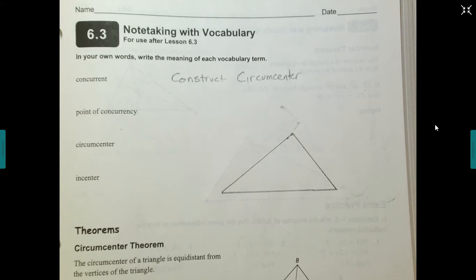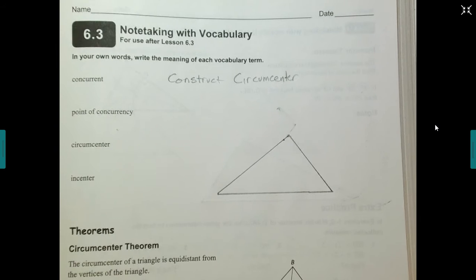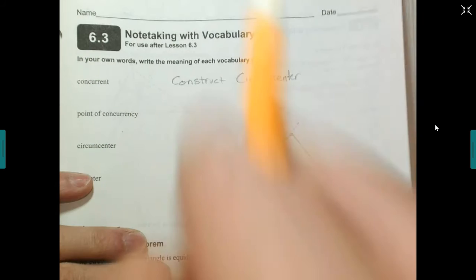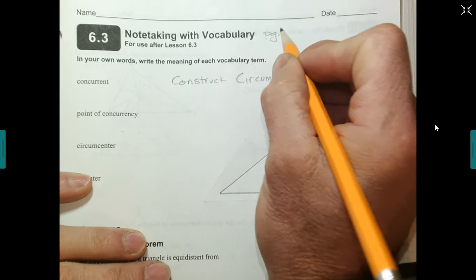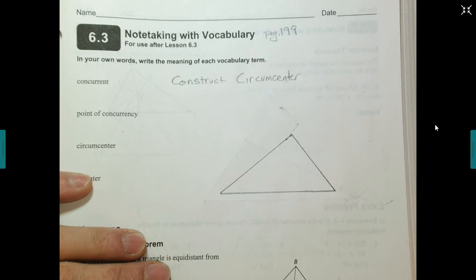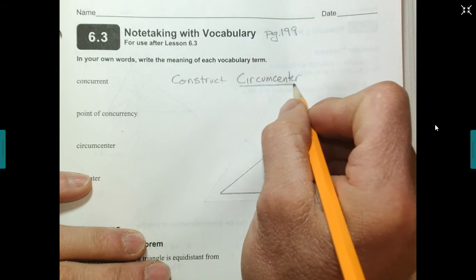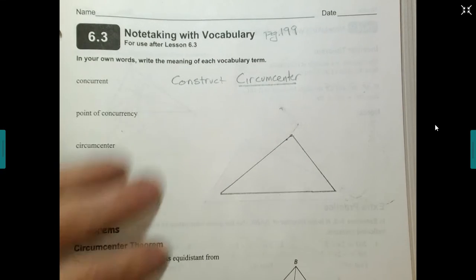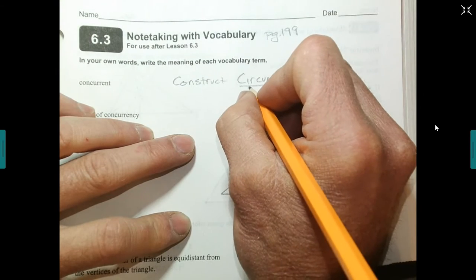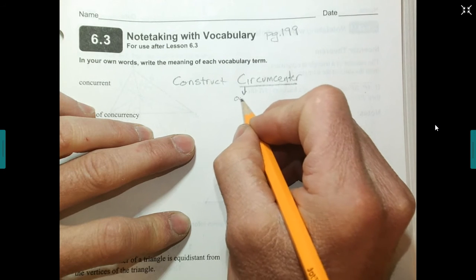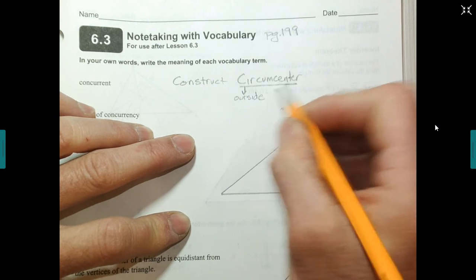Morning, students. Today we are going to be constructing two different things, the Circumcenter and the Incenter. So 6.3, we're on page 199 to take notes. So we're going to be taking notes on page 199 and 200. And first we are going to be constructing a circumcenter. And a circumcenter is a circle that circles an object. So this goes outside the triangle.